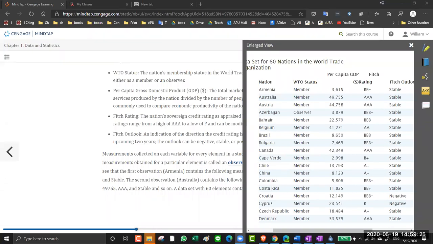Okay. And what is the next one? Per capita GDP. What does that mean? Income a single person earns in a country. What is it? The average income of a single person in a country. Right. Average income.